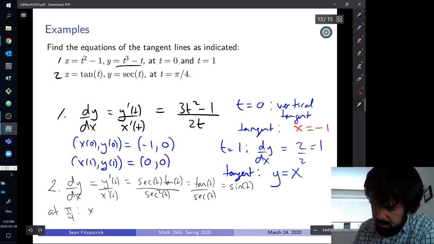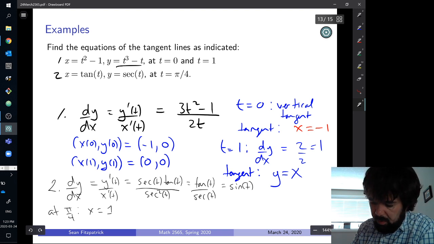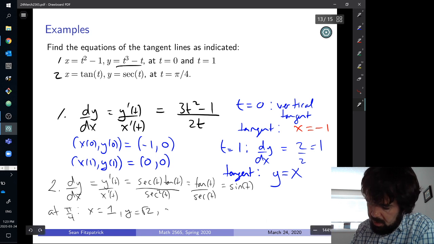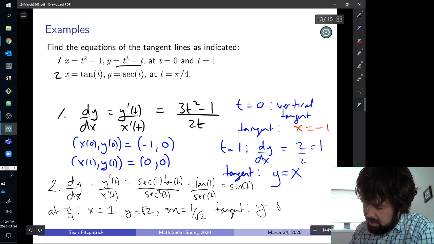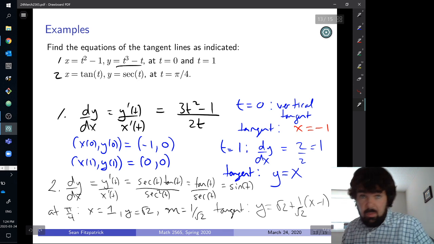So at pi over 4, x is equal to tan of pi over 4, which is 1. Y is equal to secant pi over 4, which is root 2. And the slope is dy dx, which is sine at pi over 4, which is 1. Oops, 1 over root 2. And so the tangent, we get y is equal to the y coordinate, root 2, plus the slope, 1 over root 2, times x minus the x coordinate, the way you would normally do the equation of a tangent line.